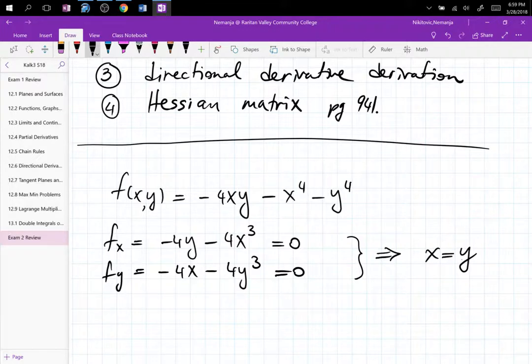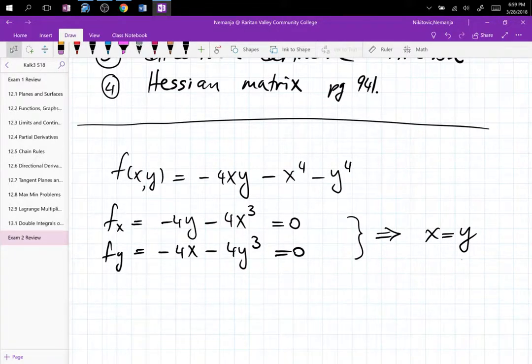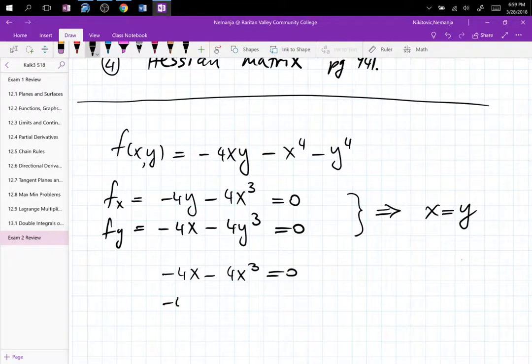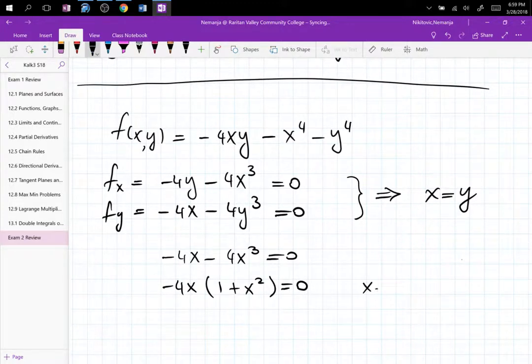Now, from that point on, pick any of the equations and just run it as all x's or all y's. So if I pick the first equation, it will be negative 4x minus 4x cubed equal to 0. I'm going to factor out negative 4x and then have just 1 plus x squared equal to 0, from where I'm getting x equals 0. And then y is 0 as well. And the critical point is at 0, 0. And then also 0 at the end, because when you plug in all the zeros in the original function, you get z is equal to 0. So origin is the only critical point for this one.